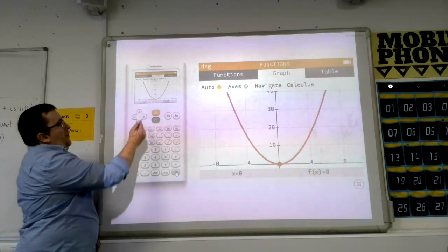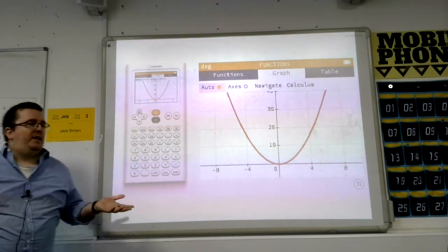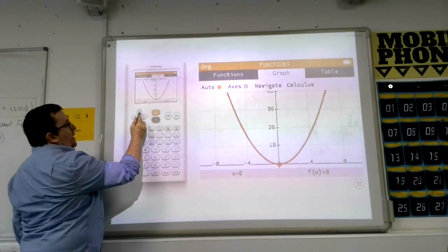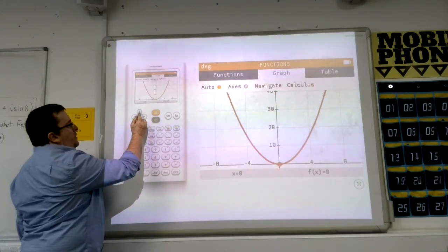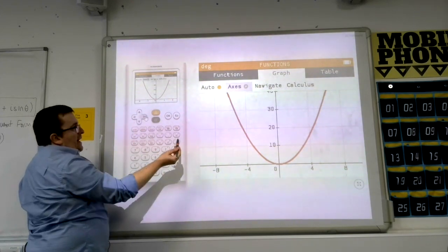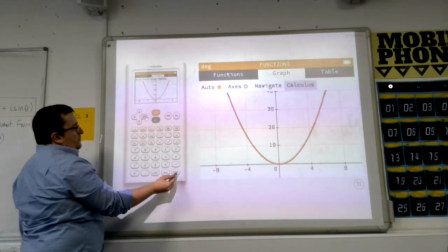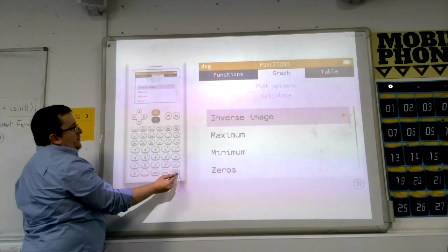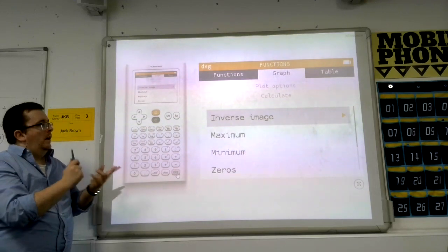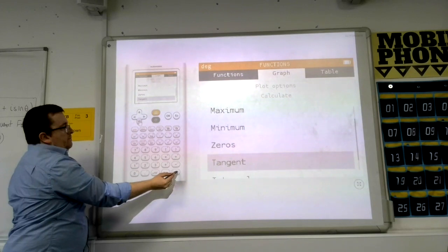Then let's say I wanted a tangent line to the x squared curve. So you can see that I'm moving from the graph and I go upwards and everything is moved around using these cursors. So I can go along and change the axes if I want them to. I could go along to calculus. Calculate. It will calculate maximums, minimums, zeros where it crosses the x-axis. Tangent line.